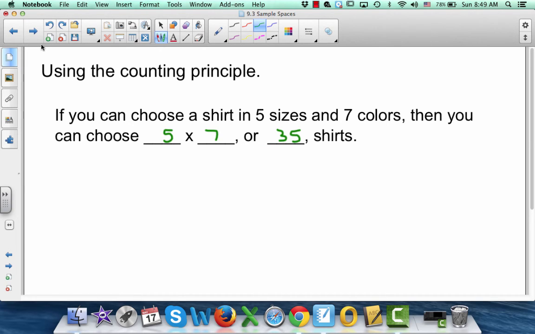This helps you out because whenever you're doing your sample space, you want to make sure that you have the right number of items in your sample space. So one of the first things you should do is find out how many items you should have, and then when you're finished listing, check the number of items to see if it matches up with what you should have.